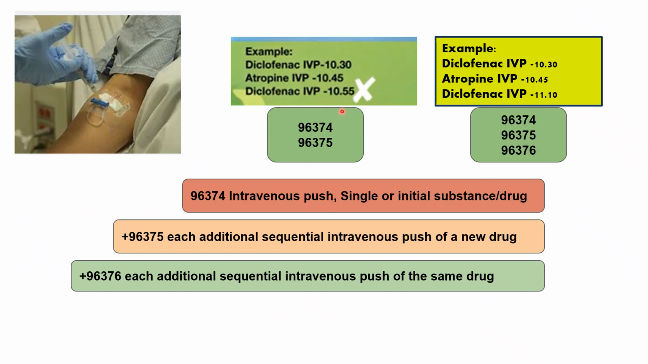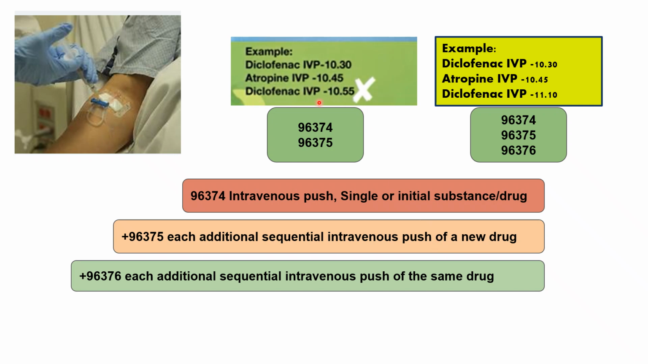Now let us try and understand this example. Here we have the IV push of three drugs. One is diclofenac, which is given at 10:30, then atropine, which is given at 10:45, and then the third time diclofenac, which is given at 10:55. So we will find out what the codes are. In this first example, for the first diclofenac, we will write the code 96374 because it is a single or initial substance. And for the atropine, we are going to write each additional sequential intravenous push, because it is given after this.